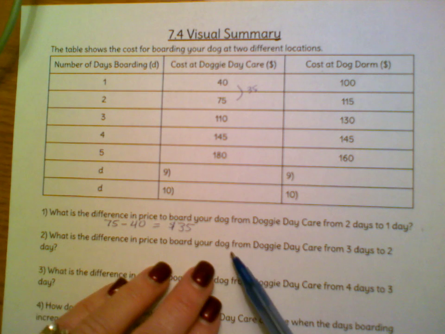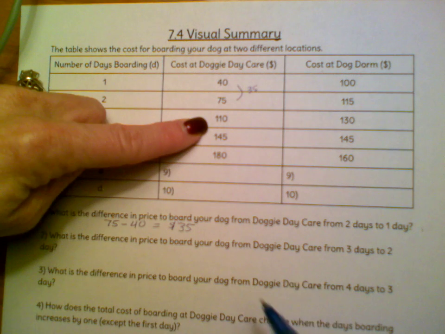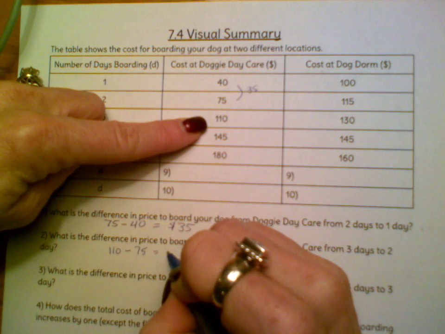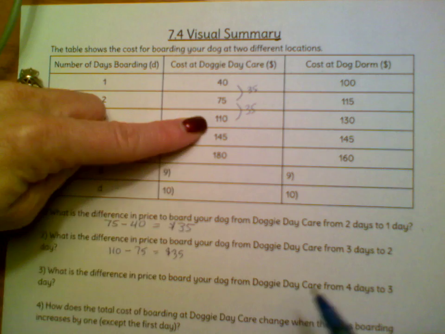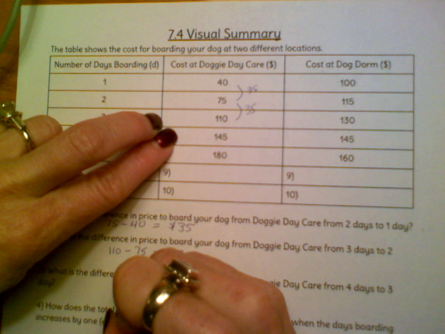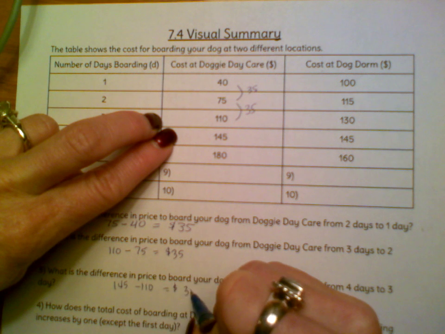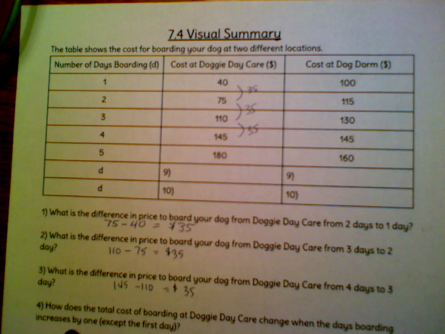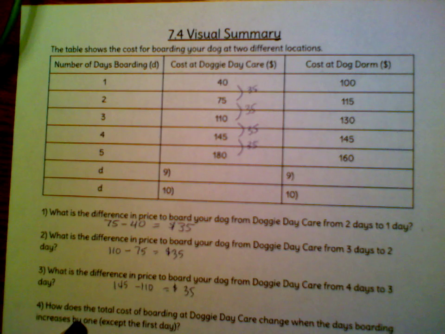What's the difference in price to board your dog at the same place from 3 days to 2 days? So 110 minus 75 is also 35. And now what about from 4 days to 3 days? That's 145 minus 110, which is again 35. So I can see that every time, this is going up $35.